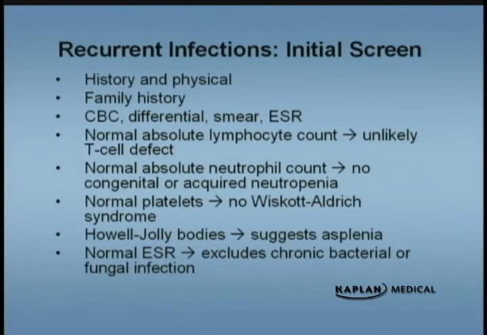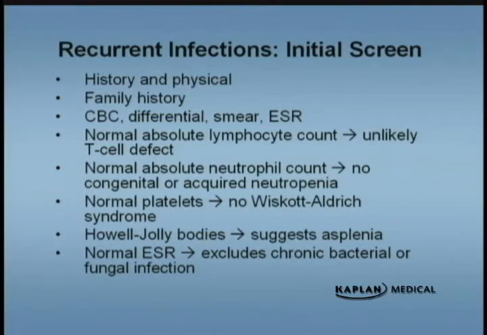A family history of immunodeficiencies is also important. Basic labs, a CBC. Also look for your differential, because the differential will help you with absolute neutrophil counts and absolute lymphocyte counts that we'll discuss in a few minutes. A smear to see what the cells actually look like, and a SED rate, a non-specific test, but it's helpful if it's elevated. The normal absolute lymphocyte count will let you pretty much eliminate T-cell defects.